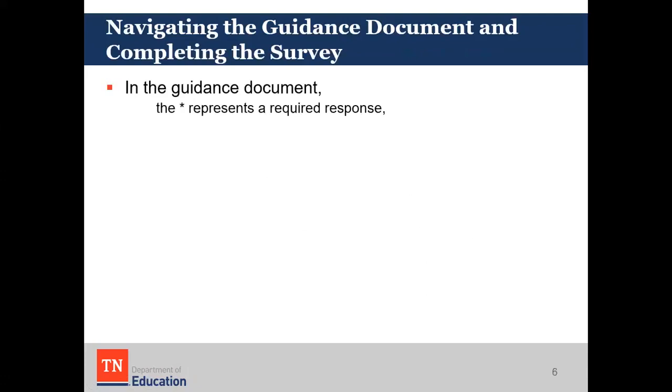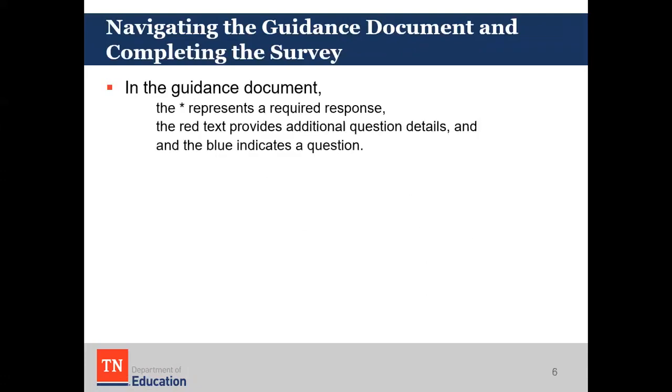In the guidance document, there are a couple of cues to help you effectively navigate the survey. Any of the questions that will be on the survey that have an asterisk next to them represents a required response. Also on the guidance document in red text, we've provided additional question details just to give you a little bit of background about the question that you're answering. And the blue text indicates that this will be a question on the survey.